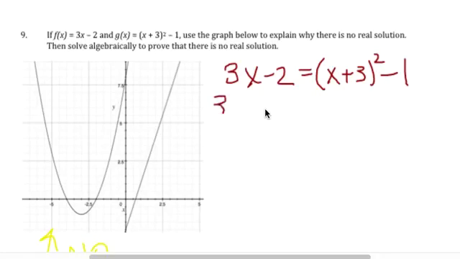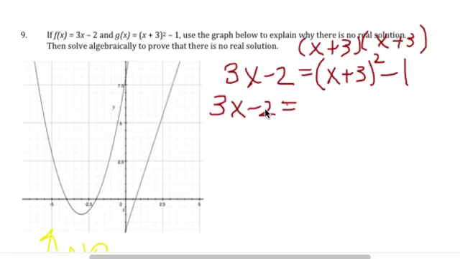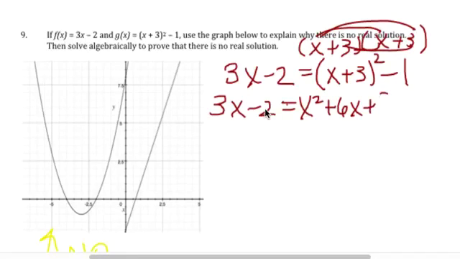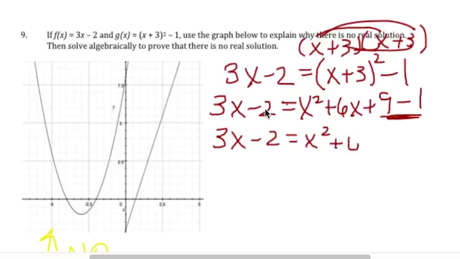All right, so here we go. 3x minus 2 equals, you would have to actually multiply x plus 3 times x plus 3 out, where you do this, remember? All right, so I'm going to tell you, it comes out to x squared plus 6x plus 9, but then you have the minus 1. Okay, you can combine those, so I'm going to rewrite 3x minus 2 equals x squared plus 6x plus 8.